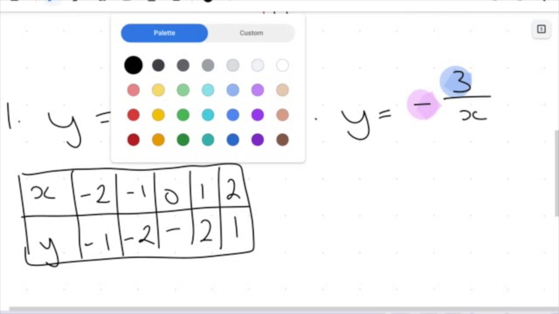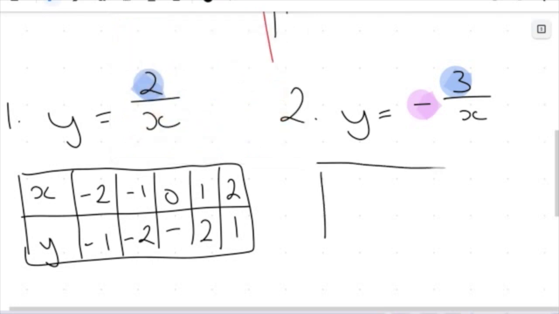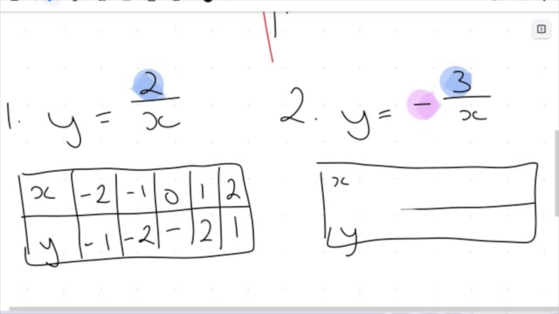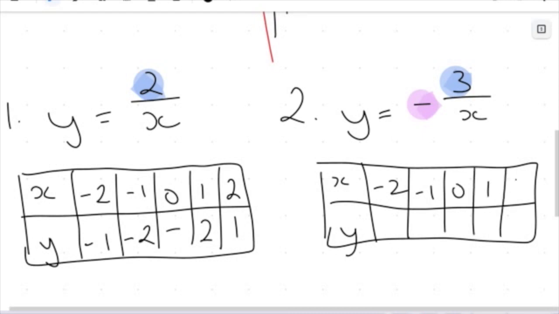Let's draw one more. Once again, just using the same table of values. We should hopefully be pretty comfortable with this by now. But we're going to go all the way from -2 up to +2. So when x equals -2, we have to be careful of the signs here. This is going to be -3 over -2.